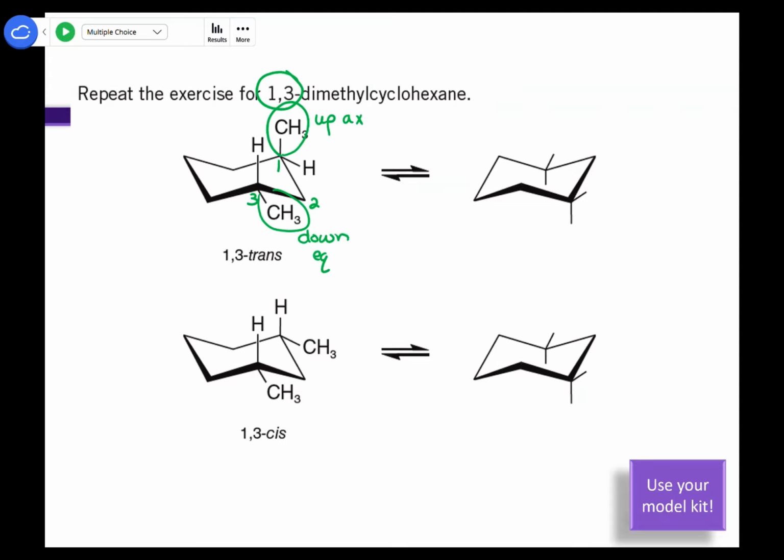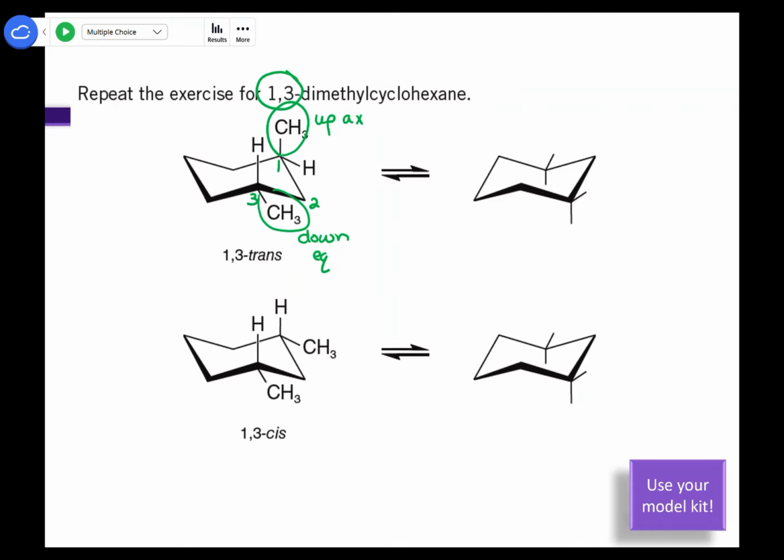So play with it, try holding it up so that it matches perfectly. You might need to rotate to look from a different angle, flip it around, do a chair flex, or just exactly build it the way that you see it on the screen. Okay, so this is my 1,3 trans. I'm now going to draw the one on the right. I'm going to do my flip-flop, my ring flexing.